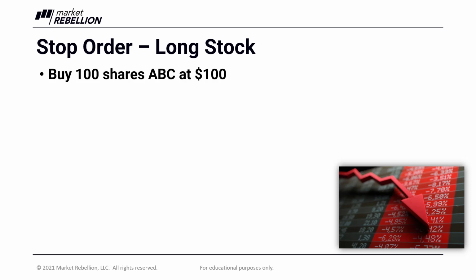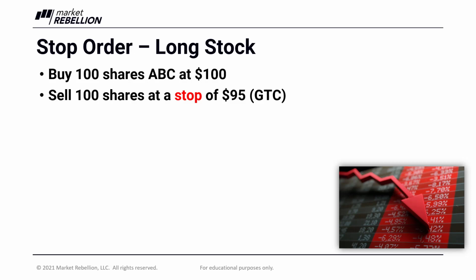This would be a second order to sell 100 shares at a stop of 95. And let's just say that it's good till canceled. Good till canceled means that the order remains active or open until you cancel it or until it's filled. So notice that your stop price right here, the important thing about the stop price is that it is the trigger price. Too many times traders think that the stop price is the price you're guaranteed to get, and that is absolutely not true. It's just a line in the sand.